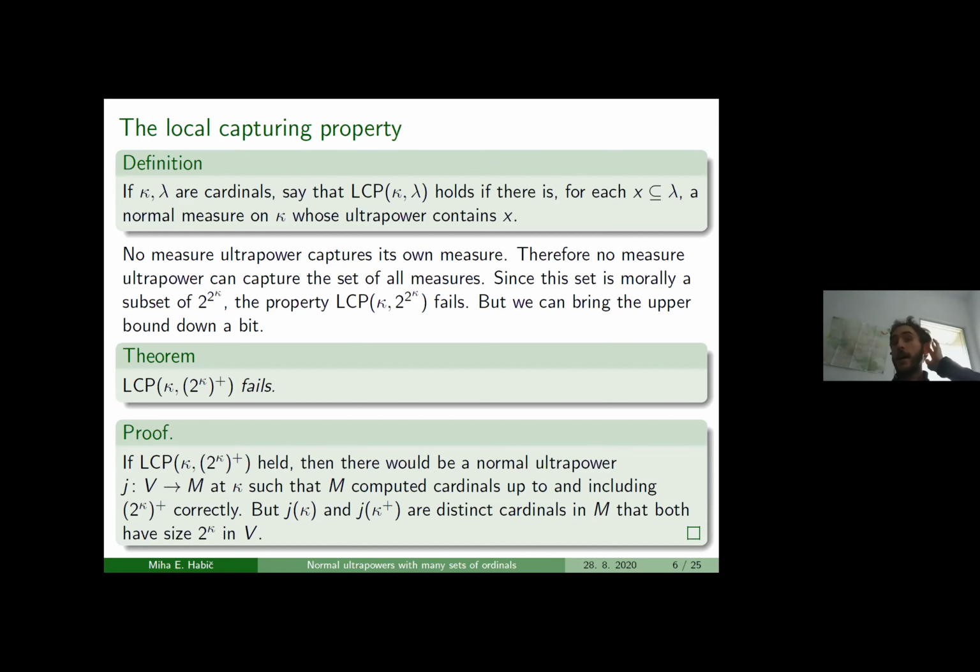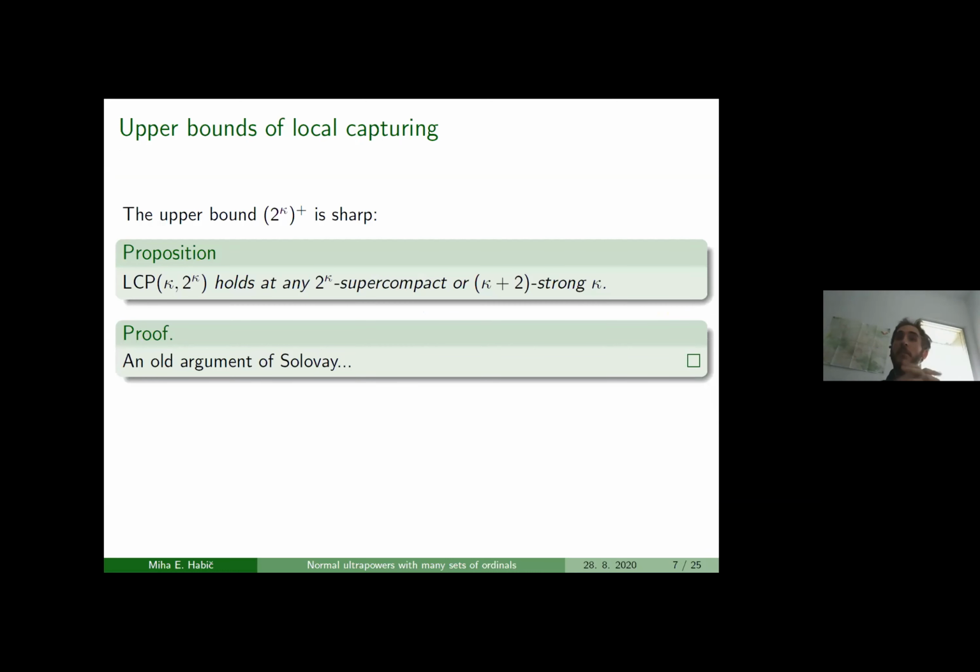All right, so we got what seems to be an upper bound for where local capturing can hold. And in fact, this upper bound turns out to be precise. If I peel off that one plus, I get a consistent principle. So we can show that LCP up to 2^kappa holds at any kappa that is sufficiently large. So 2^kappa supercompact is good enough, or even kappa plus 2 strong is good enough. I'm not going to go through the proof of this, but this is essentially an old argument due to Solovay. If you've ever seen an argument that tells you that any large cardinal like this has maximal Mitchell rank, then you've seen this argument of Solovay that gives you this amount of capturing. Or if you've seen a construction of a Laver function, then you've more or less seen this argument of Solovay.